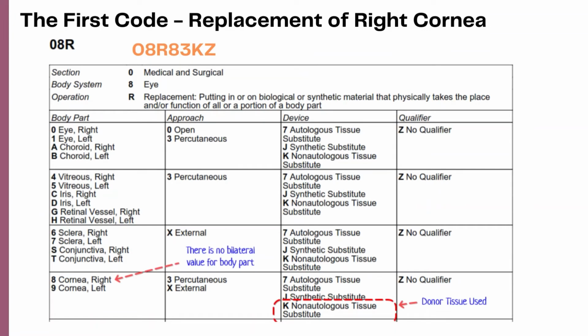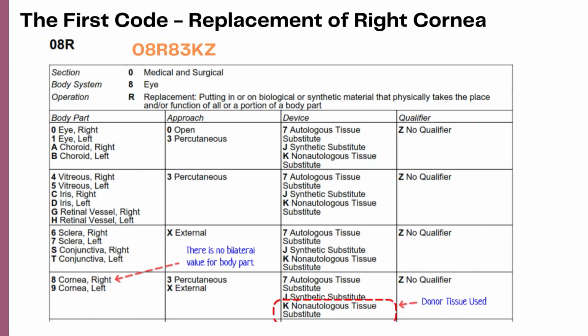So the first code is for the right eye. Section is medical and surgical. Body system is eye. Root operation is replacement. Body part would be right cornea. If you look at the table here, the right cornea and left cornea are available, but you do not have a bilateral value. So you have to code right separately and left separately. So the body part would be right cornea, which is 8.